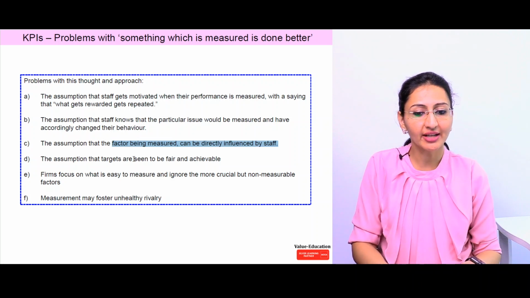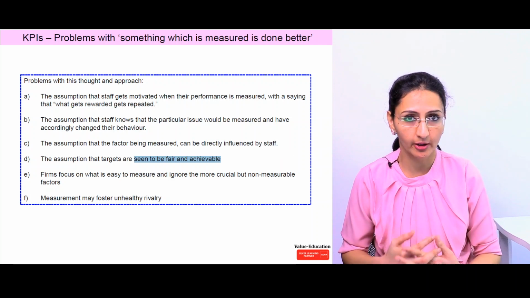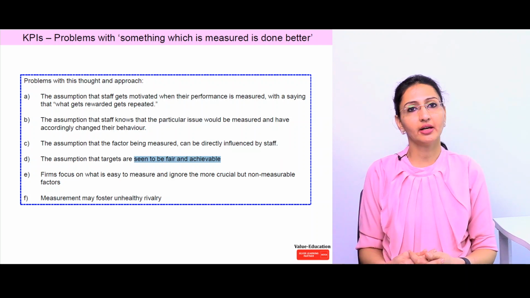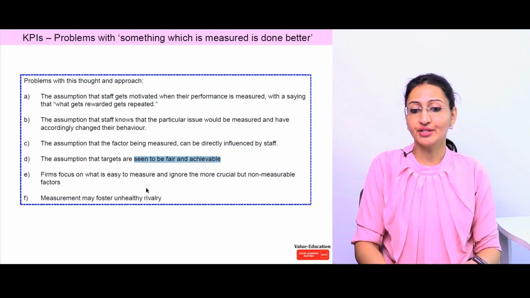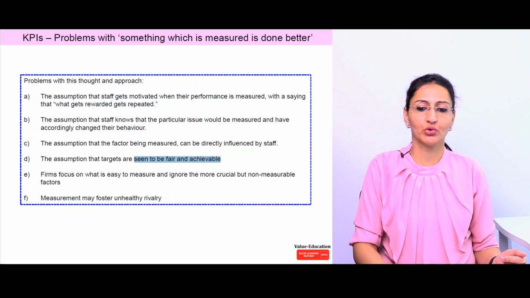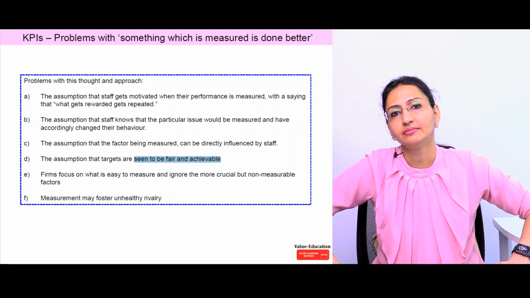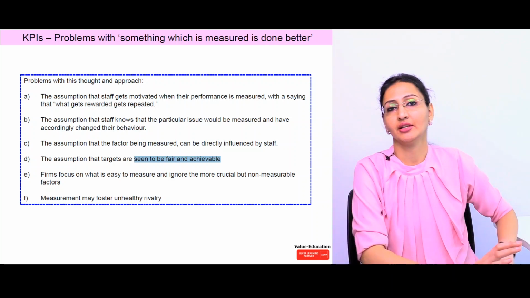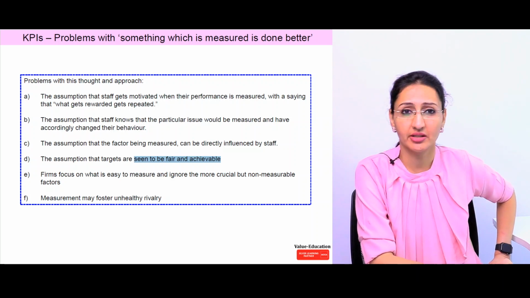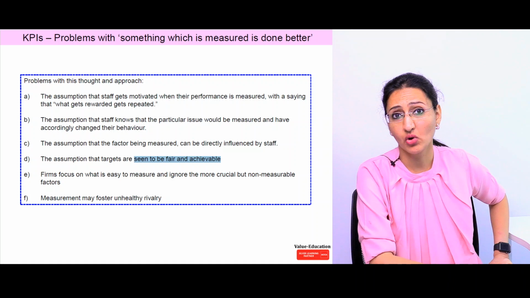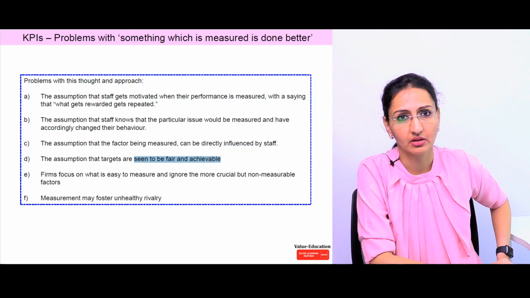Then the assumption that targets are seen to be achievable. Sometimes the targets are not achievable at all. In that case, assuming that targets are always achievable is also a very wrong assumption. Then the firms focus on what is easy to measure and ignore the more crucial but non-measurable factors. That's the big truth. They see how many units have been produced. They do not see if the increased production is on account of lesser, reduced, or compromised quality. This is where the firms go wrong.